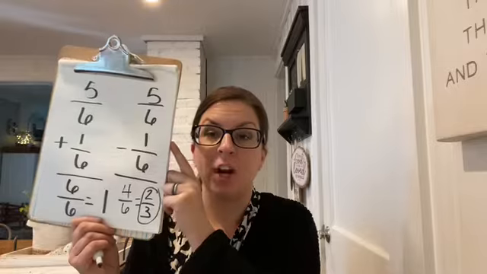Okay, so when you're adding and subtracting fractions, the denominator has to be the same because you can't add halves and thirds. The denominator has to be the same, but when you add or subtract fractions, you only add and subtract the numerator. Once you find out the denominator is the same, you only add or subtract the numerator, okay?